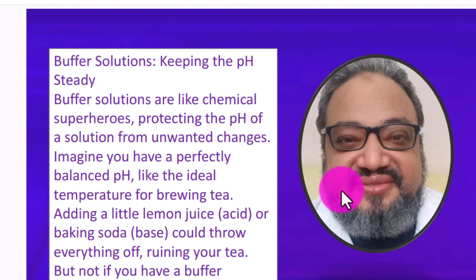As we know, buffer solutions keep the pH steady. Buffer solutions are like chemical superheroes, protecting the pH of a solution from unwanted changes. Imagine you have a perfectly balanced pH, like the ideal temperature for brewing tea. Adding a little lemon juice (acid) or baking soda (base) could throw everything off, ruining your tea, but not if you have a buffer solution on your side.